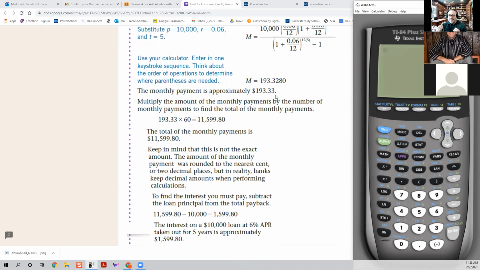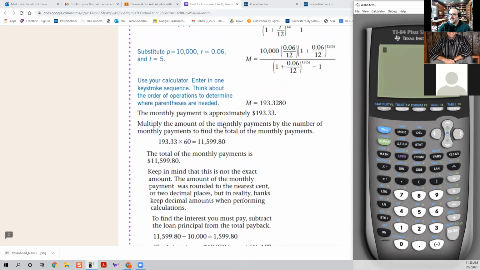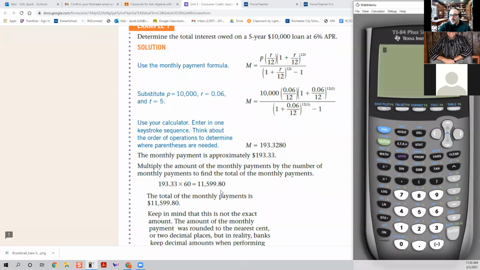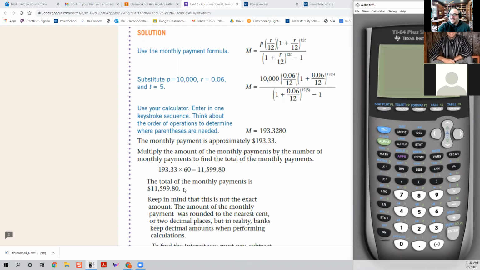Okay, now we're going to take the monthly payment and find out how much in total the person has to pay on this loan. So we know that there's 60 payments to make. We know we're paying $193.33 per month. Well, then $193.33 times 60 gives us the total this person is paying on their loan. They're going to end up paying $11,599.80. Remember, the loan was $10,000, right? So they're going to pay more than $10,000. Well, what is that more? That more is your finance charge. That more is your interest.